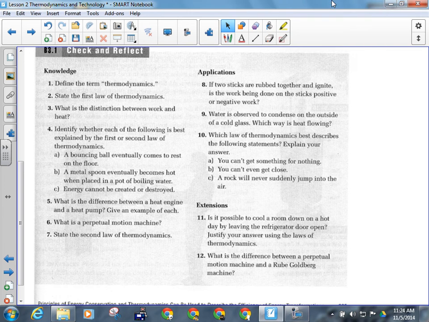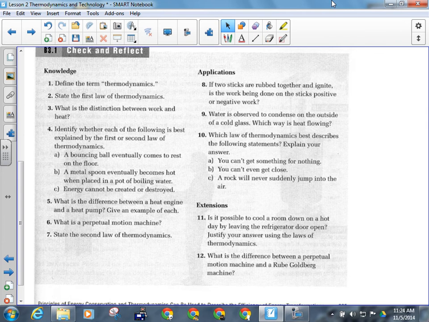All right, let's talk about these questions here, guys. So first off, we want to define the term thermodynamics. What is thermodynamics? Right. Okay. Changing of heat or moving of heat. Okay. From one object to another, system to another. Okay. Essentially what we're doing there.